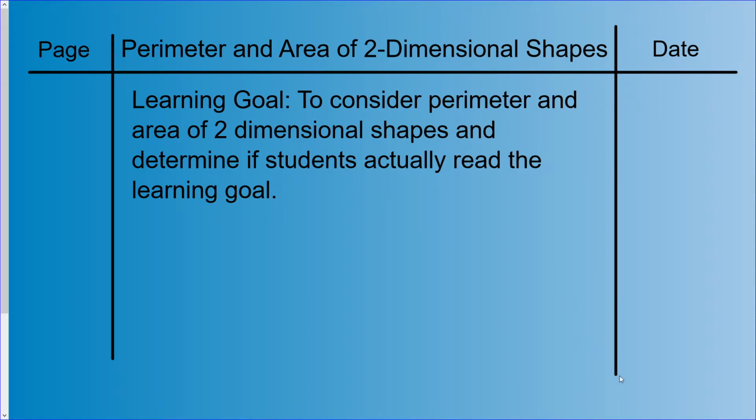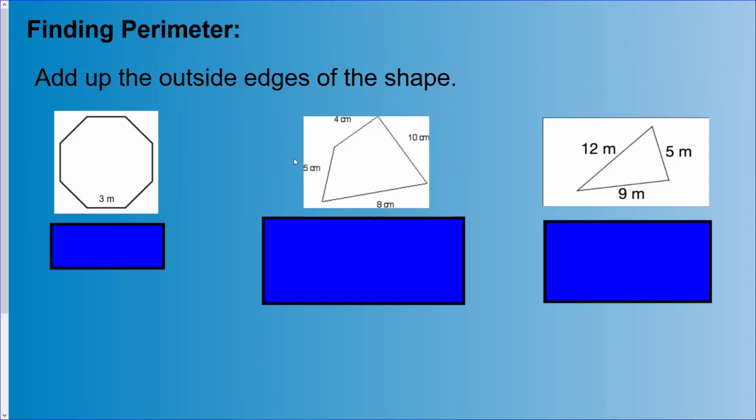Okay, on we go. So finding perimeter, very straightforward. All you're doing is just adding up the outside edges of the shape. So it's easy to find the perimeter of any shape that has straight lines on the outside edges. Okay, if it's all weirdly curved, then you're sort of out of luck. But it's pretty easy when the outside edges are fairly easy to determine.